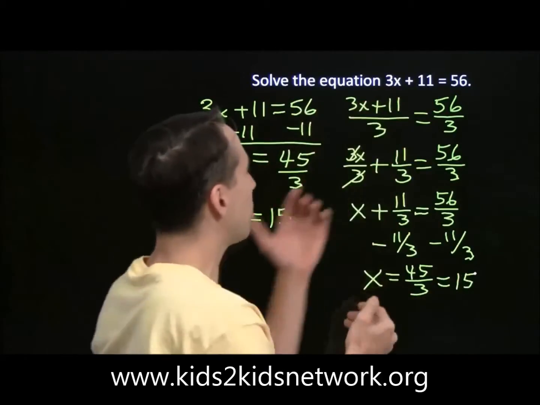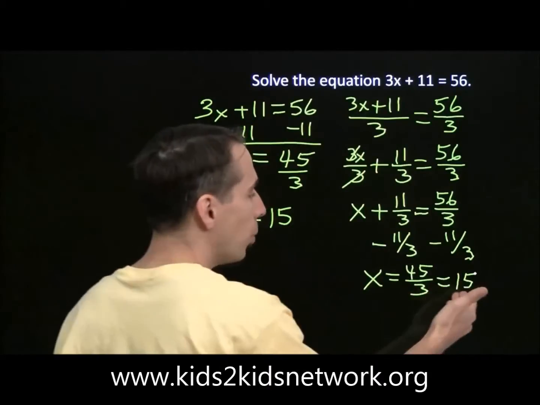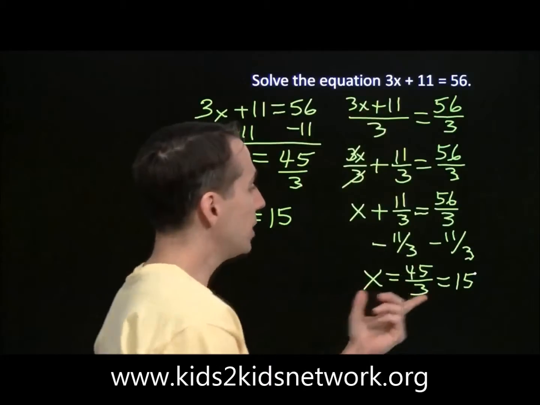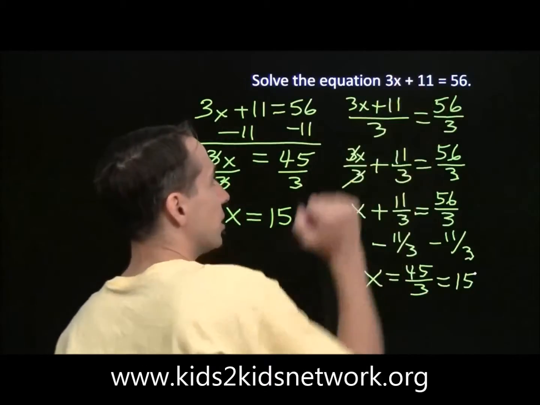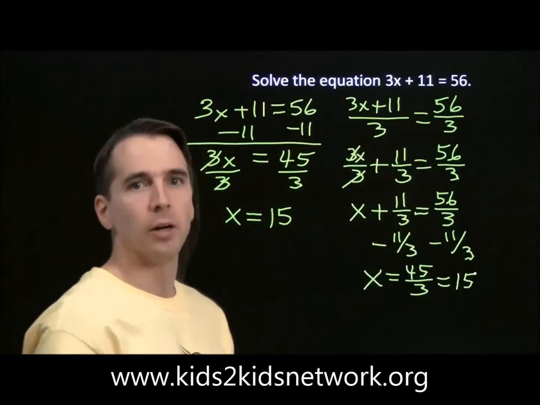Now, we did the same problem in two different ways and got the same answer both times, so we're pretty sure we're right. But we can go ahead and check this. We stick the 15 back up in here for x. 3 times 15 is 45, plus 11, that's 56. So the answer's correct. Now, which of these do you like better?